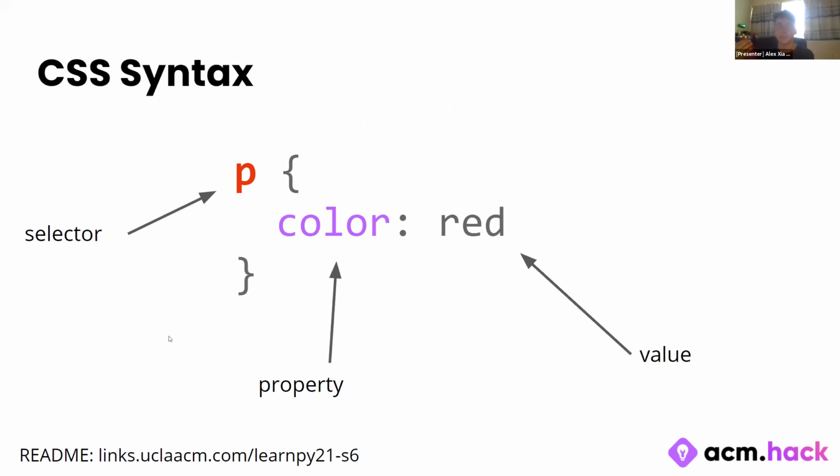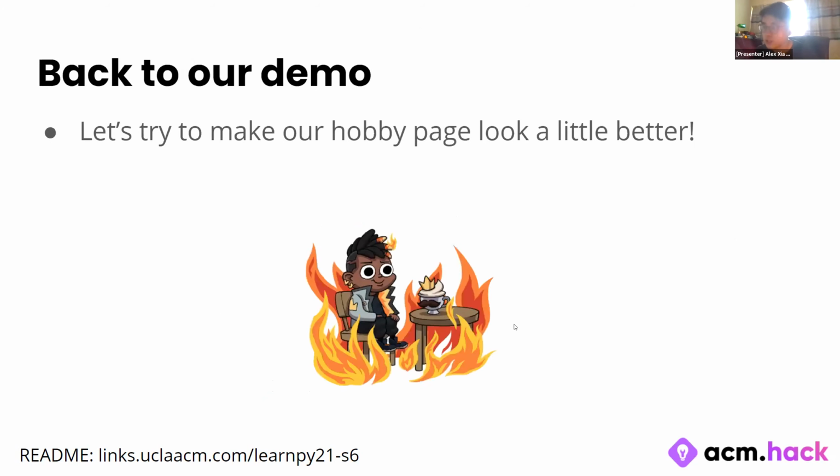And the actual syntax, if you haven't already done some CSS before, is just you have a selector, and you have a property, and the value. So anything inside the braces, the properties and values, it will change the selector. And we'll see what this means later. So, back to our demo, let's try to make our hobby page look a little better.